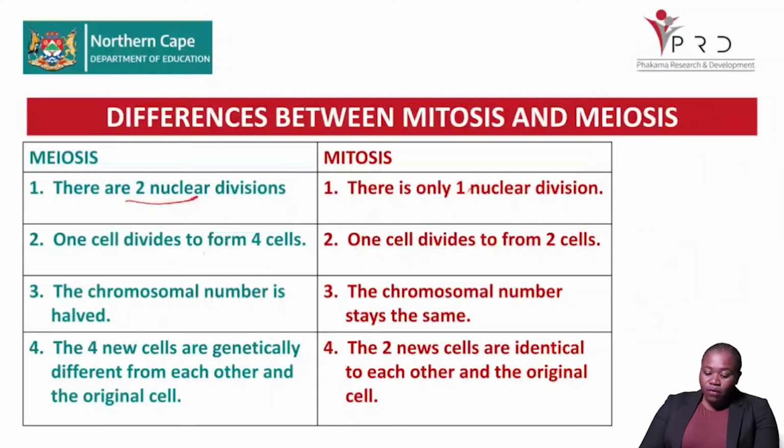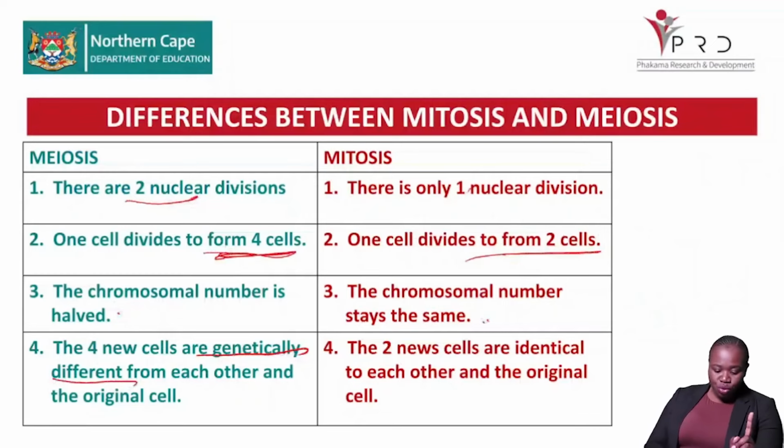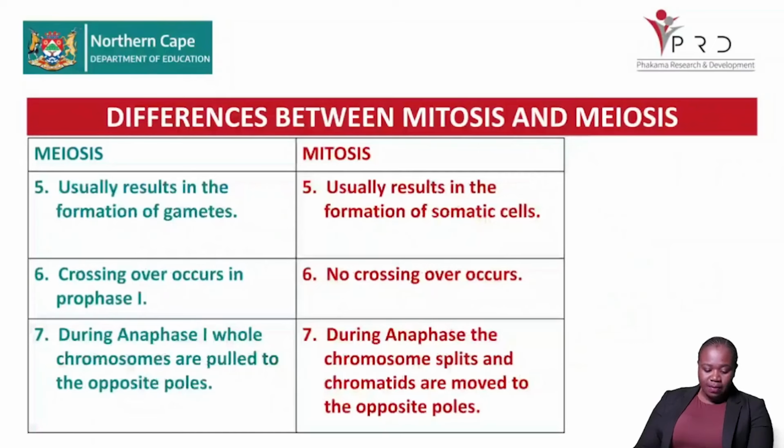1 cell divides to form 4 cells, whereas mitosis only forms 2 cells. And then the chromosome number is halved. This leads to the cells being different, whereas in mitosis, the chromosome number remains the same. They have to remain the same for us to be able to say the cells are the same. And then 4 new cells that are formed are genetically different from each other due to crossing over. These cells are the same because crossing over did not take place.